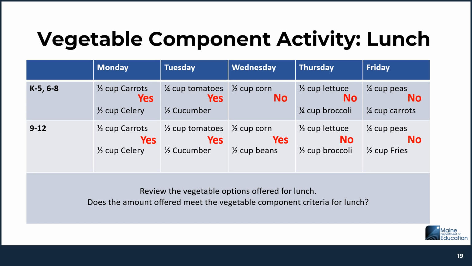and Friday. So on Thursday, while they did offer a half cup of lettuce and a half cup broccoli, remember with your leafy greens, it will take a half cup to count as a quarter cup. Or in this case, they would need 1 cup of lettuce to count as a half cup of vegetable. And on Friday, only 3/4 cup of vegetable was offered with the 1/4 cup peas and half cup of fries.